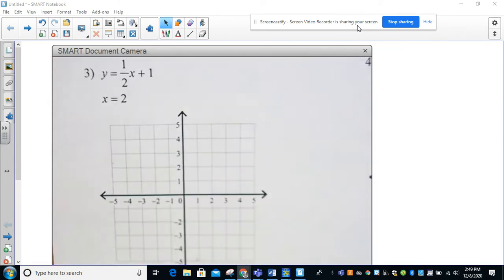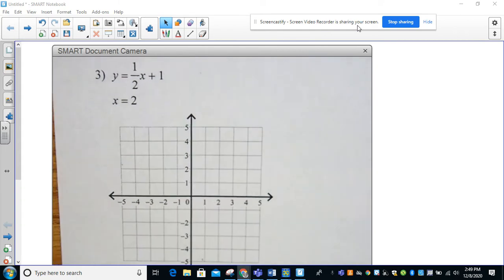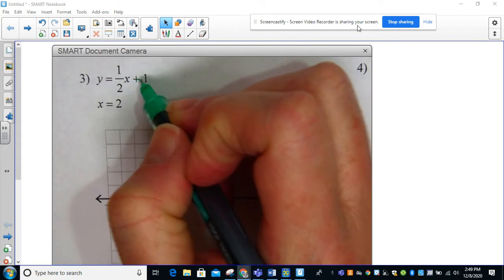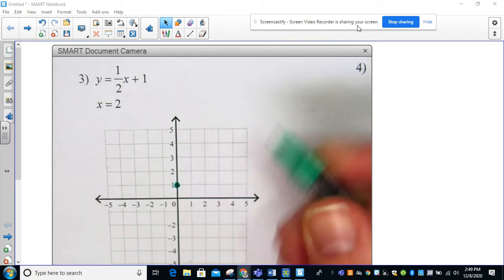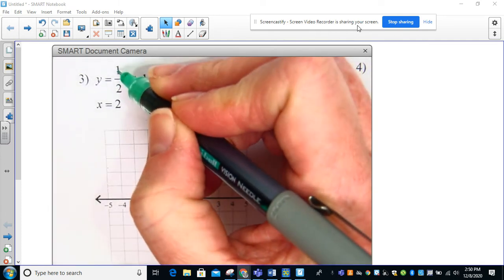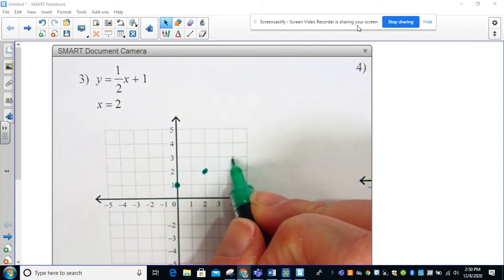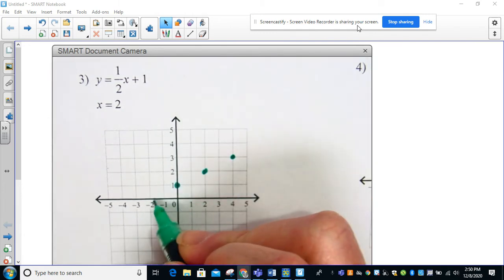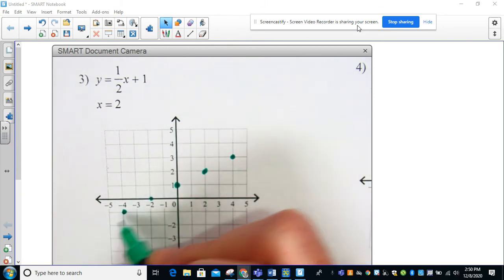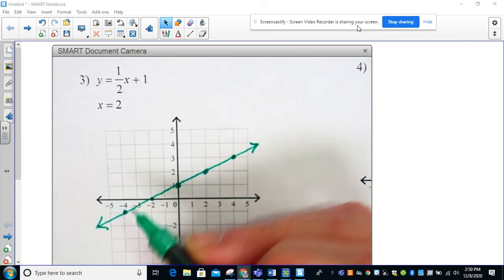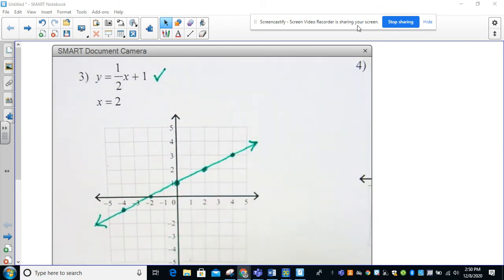Okay, here we have two lines. We'll start with the first one. The y-intercept is 1, so I'll put a dot at 1. And then my rise over run is up 1, right 2. Up 1, right 2, up 1, right 2, or down 1, left 2. And then I'm going to connect my dots. So that's for the first one.